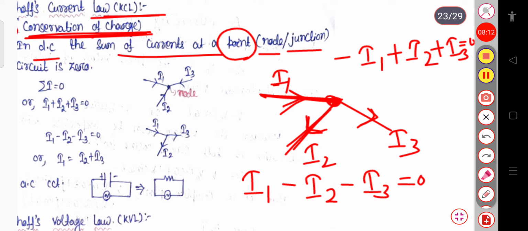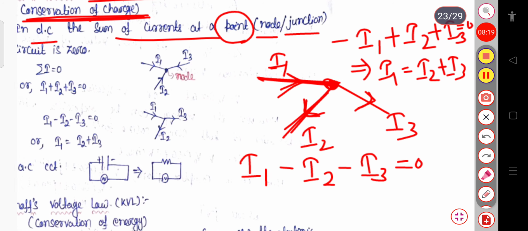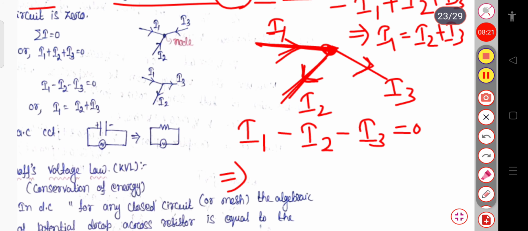Now you can write this as I1 equal to I2 plus I3, and also in this case, you can write I1 equal to I2 plus I3.